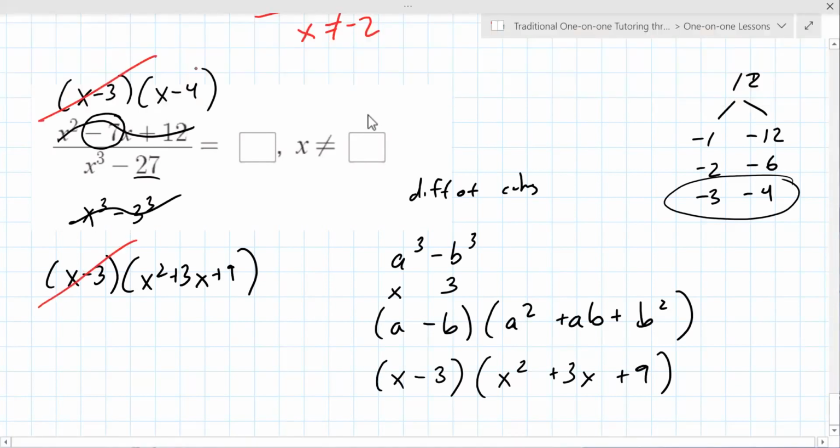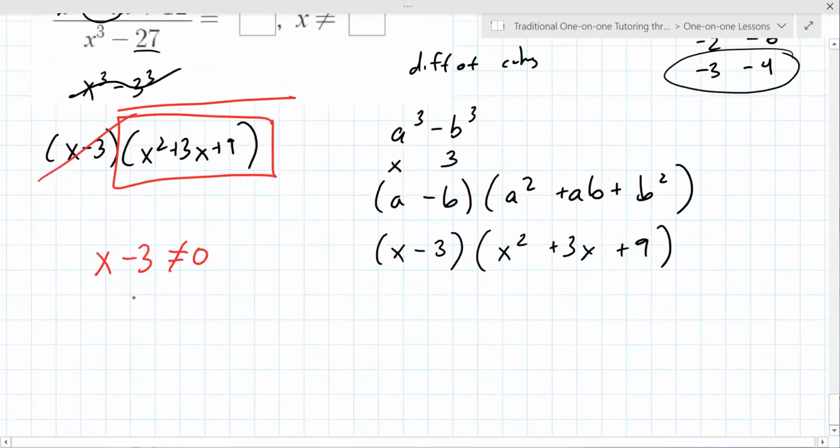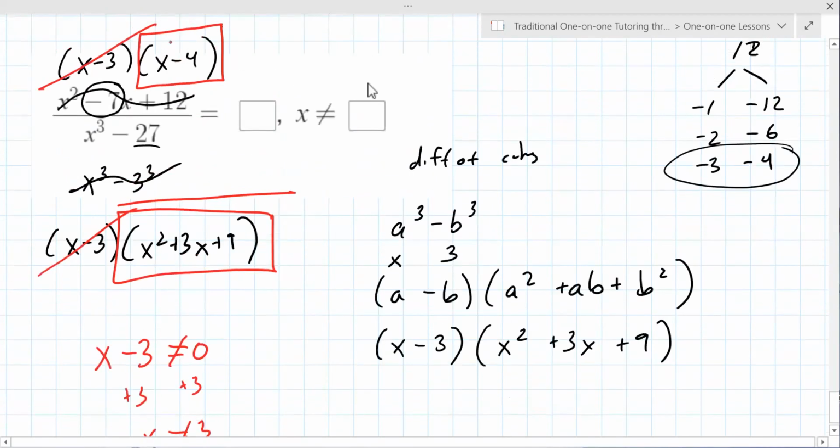These cancel. So what's in the box here goes in the numerator. What's in the box here goes into the denominator. And again, you set the part that you cancel, that's for the second box here, not equal to 0 and you solve for x. You add 3 to both sides. So x cannot equal 3. To summarize, you get this x minus 4 in the top, x squared plus 3x plus 9 in the bottom, and then 3 goes here in the not equal.